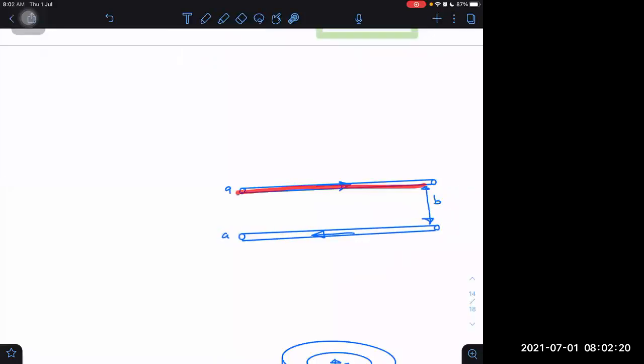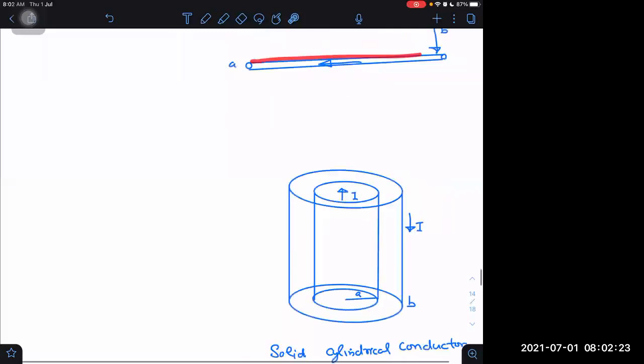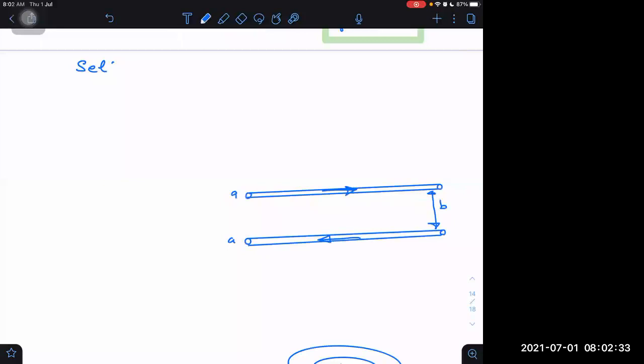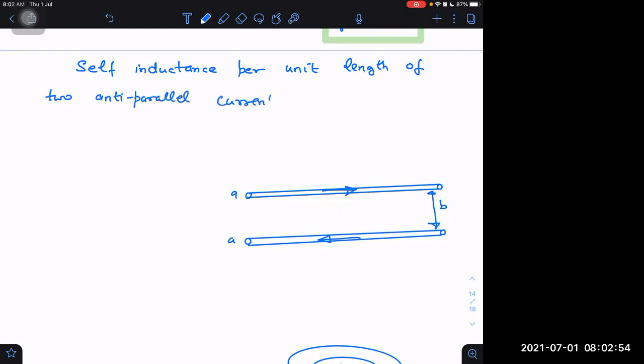Can you find out the self-inductance of these two wires? Self-inductance per unit length of two inter-parallel current carrying wires.